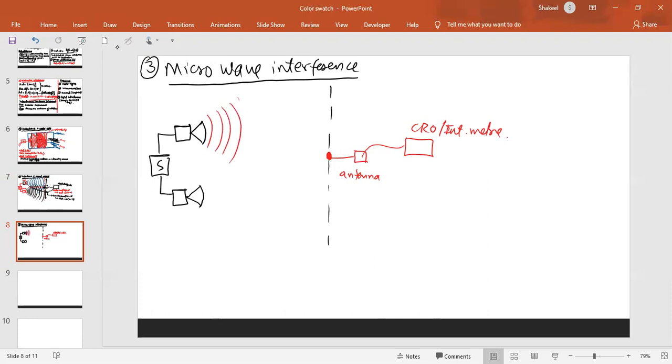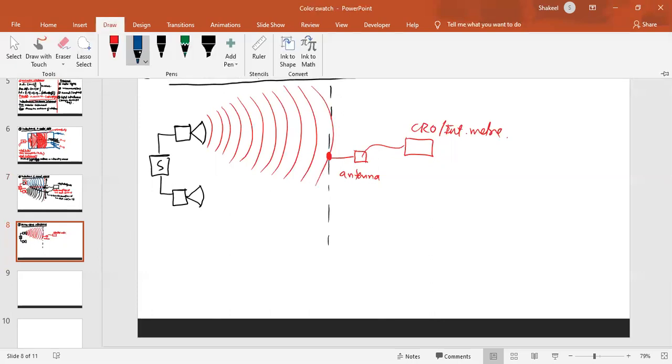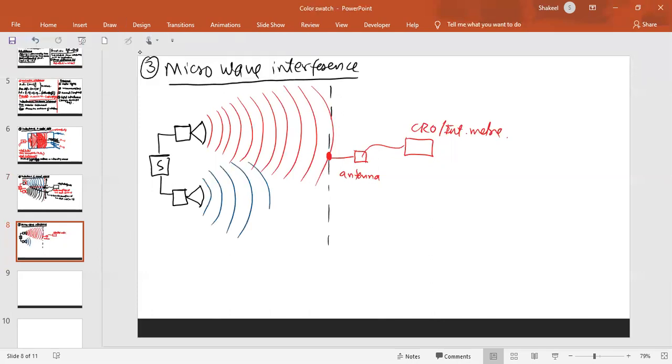So let's say this microwave transmitter is emitting a microwave, traveling forward, and the other one is also emitting the same wavelength or the same frequency microwave, and it's also moving forward, right? So when these two waves interfere with each other, of course constructive and destructive interference will be happening.